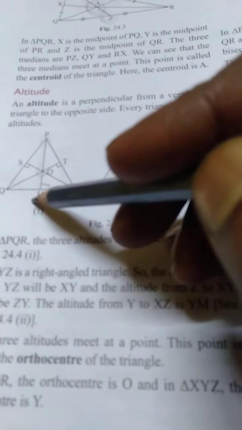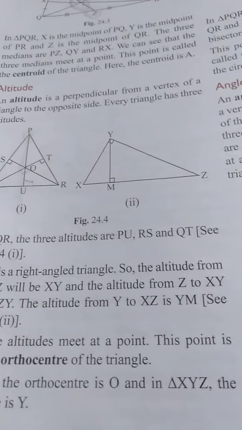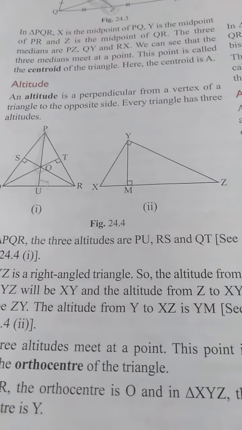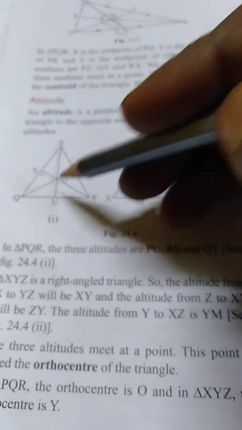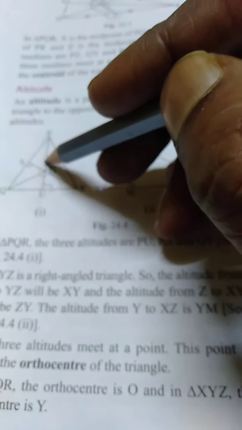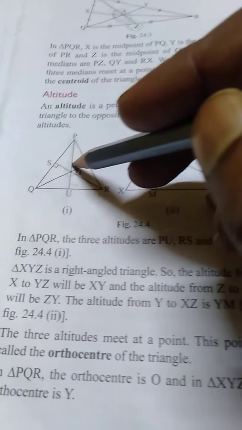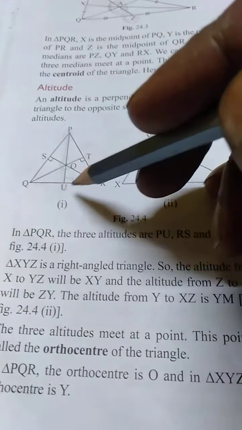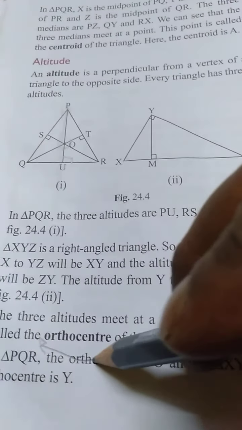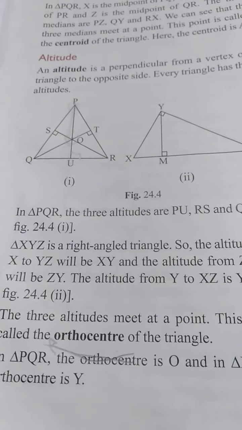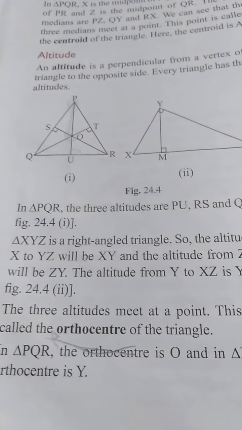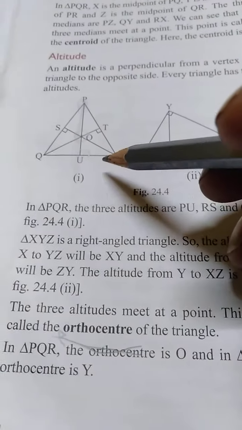So from the vertex to the opposite side, that is called what? Altitude. Every triangle has three altitudes. Like three medians, it also has three altitudes. And all the three altitudes, if drawn properly, will pass through a common point. That point where the three altitudes meet is called the orthocenter. So what is the orthocenter? Orthocenter is the point where the three altitudes of the triangle meet.